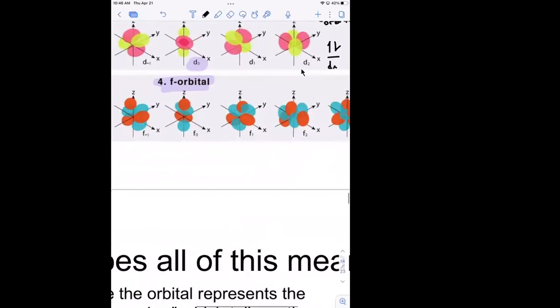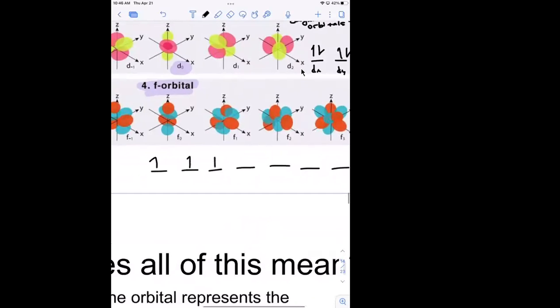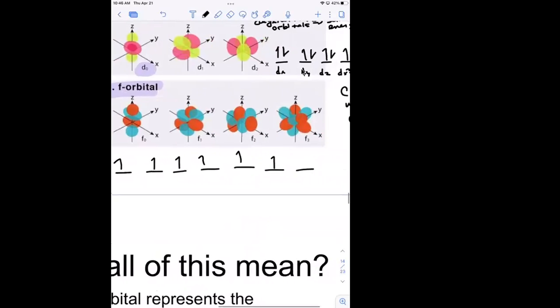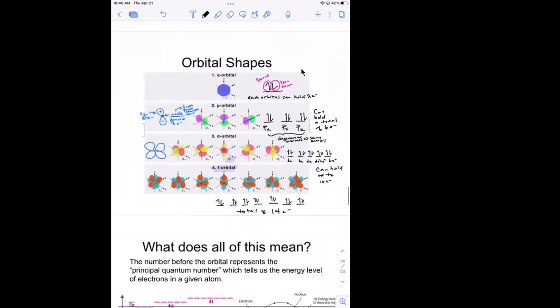And it's the same thing for the F's. You've got 7 F orbitals, and each one of them can hold 2 electrons. So the F can hold a total of 14 electrons. So S can hold 2. The 3 P's all together combined can hold 6. The 5 D's combined can hold 10. And then the F's can hold 14.